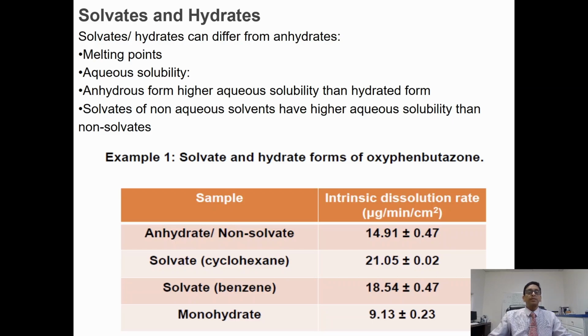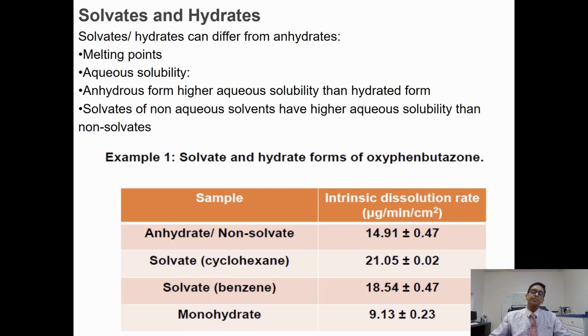Most anhydrous compounds have a higher aqueous solubility than hydrate forms. Solvates of non-aqueous solvents have higher aqueous solubility than the non-solvates. Here we have the example of oxyphenbutazone as a compound. Oxyphenbutazone contains three or four different pseudopolymorph forms: anhydrate or non-solvate, solvate with cyclohexane, solvate with benzene, and monohydrate forms. These different forms have different intrinsic dissolution rates and solubility. So that's how we have to understand it.